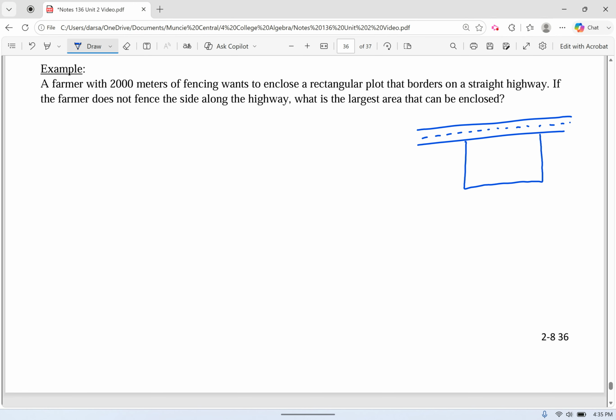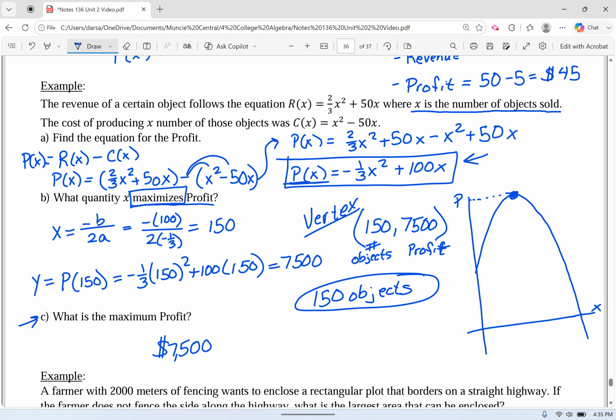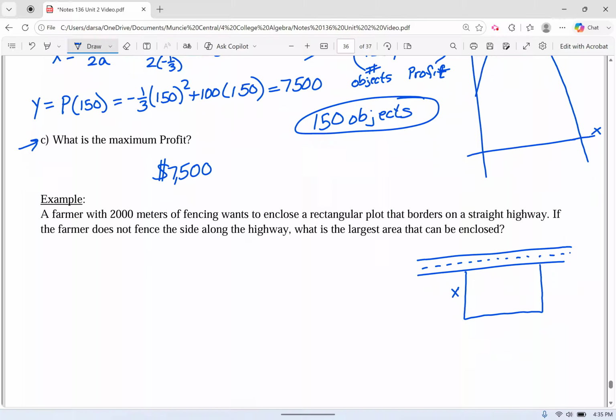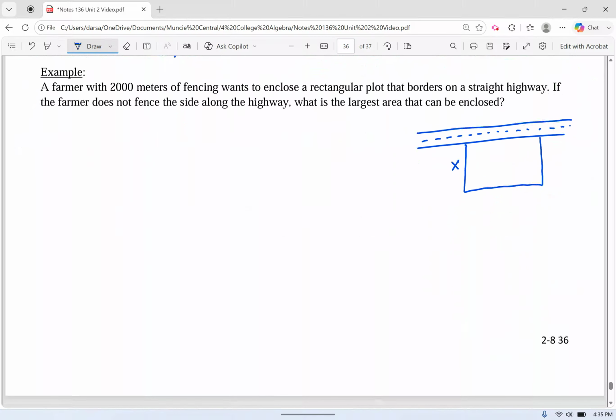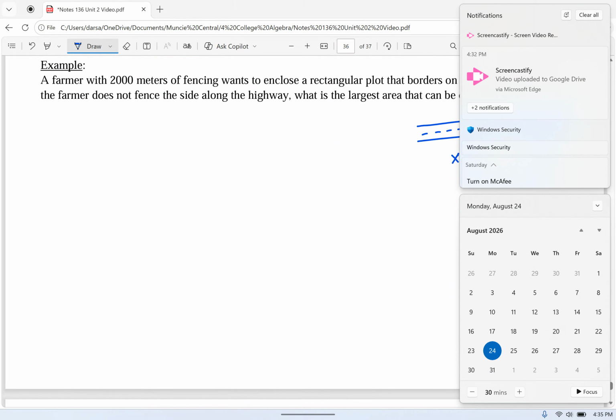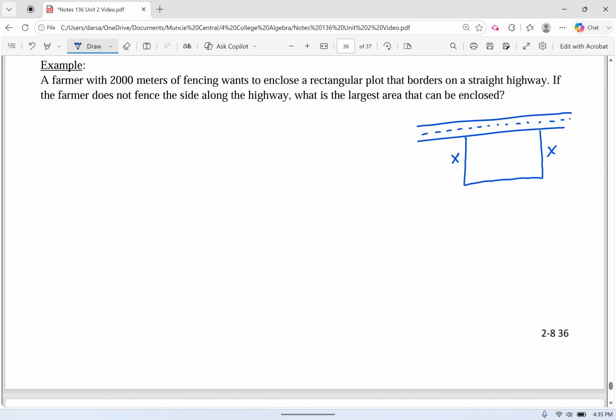So we have a total of 2,000 meters of fencing to create the three sides of the fence that we need to put up. So here's the first thing. If I label this side X and this is a rectangle, is there another side that is going to have a length of X? Well, yes. Yes, the opposite side is also going to have a side of X, right? Now, remember, we have 2,000 total meters. So this side plus this side plus this side has to equal 2,000.